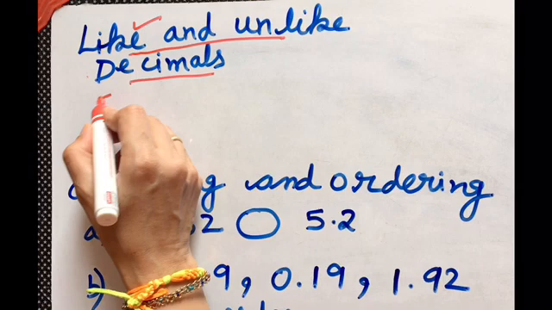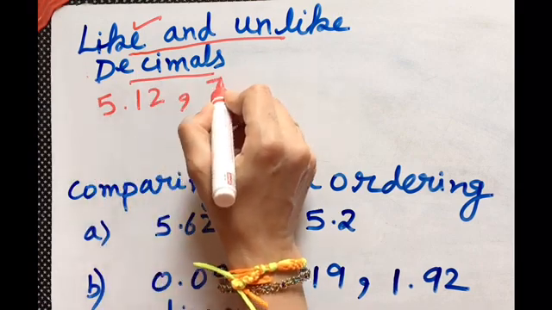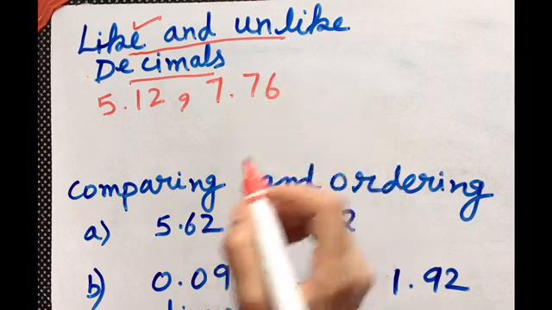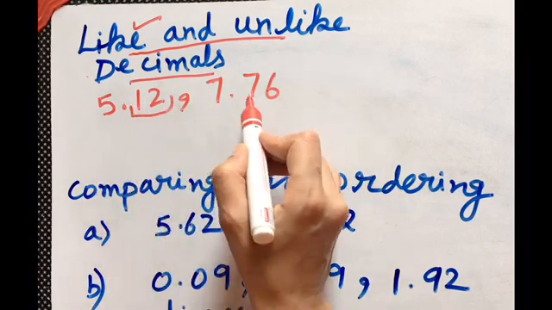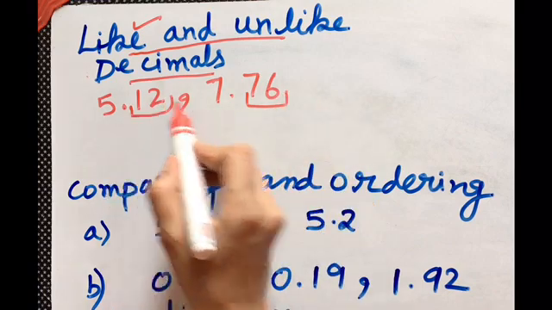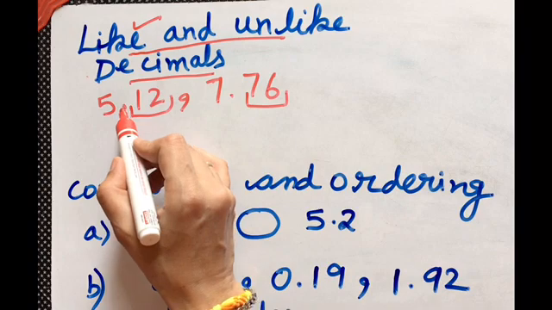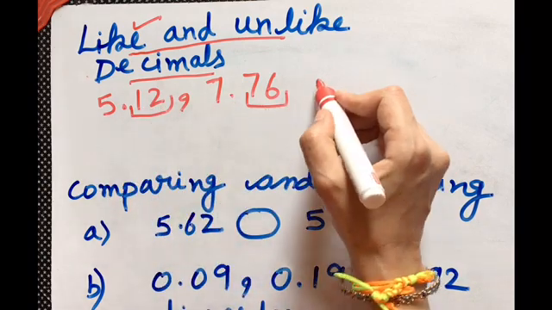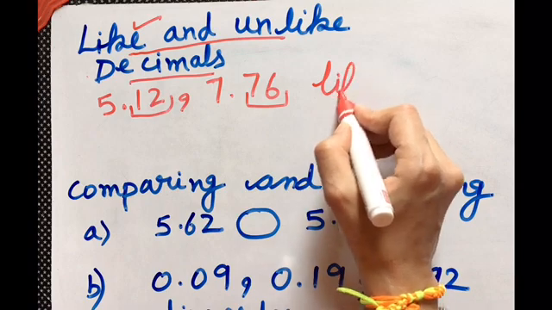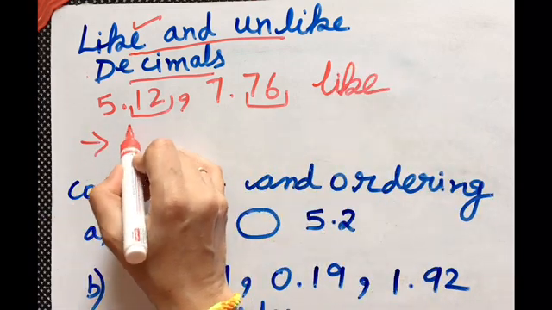Now the next thing is like and unlike decimals. What are like decimals? Let's take an example, 5.12 and 7.76. Now we will have to count the digits after the decimal. In both the numbers, the digits after the decimal are 2, like 1 and 2, 7 and 6. So how many digits are there after the decimal? 2. So they are like decimals.